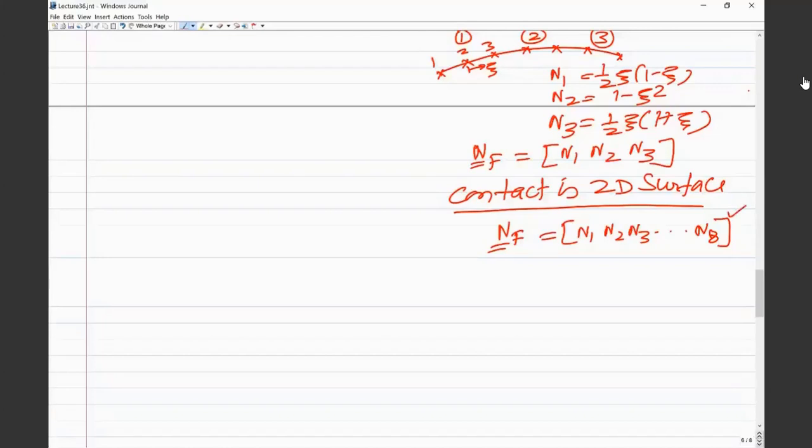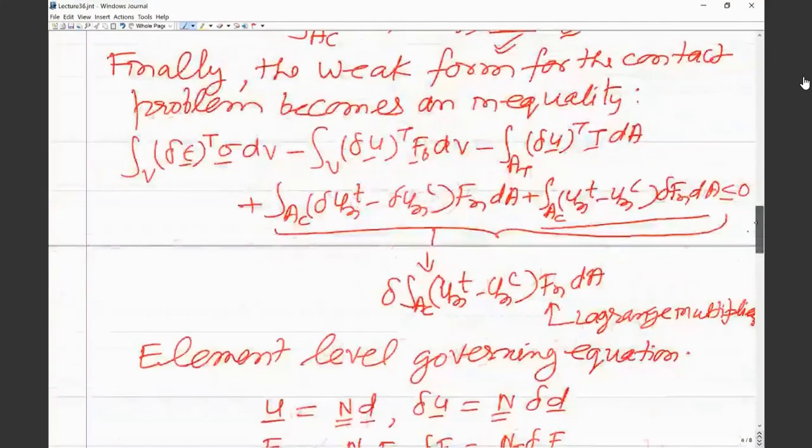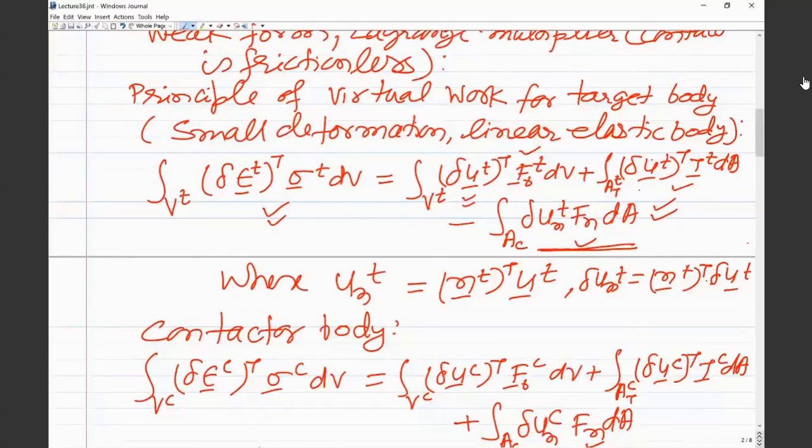So this is what we have when I look at the virtual work individually for the target and contactor bodies. You already know how we get the stiffness matrix for the target body from this term, and that's the standard procedure to get the load vector from the body forces and the load vector from the traction forces. So I'm going to mainly demonstrate how to write this term. I presume that you can write the stiffness matrix terms and the load vectors coming from these terms by the standard procedure.